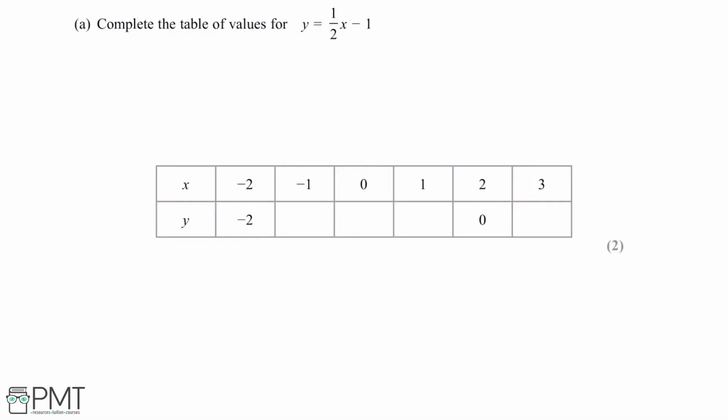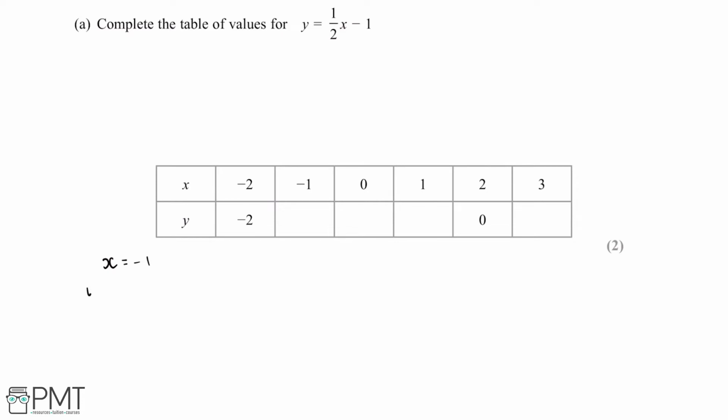Complete the table of values for y equals a half x minus 1. So what we can see in this table is we've been given the values for x between -2 and 3. So we'll want to substitute these values of x into this equation to work out the values of y. So as you can see, we've been given the value for y when x equals -2, so we can start off with when x equals -1. So we can substitute this value of x in place of the x in the equation.